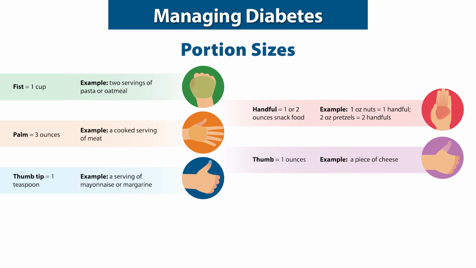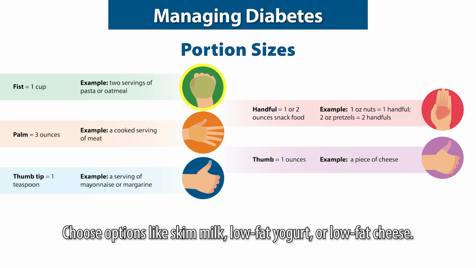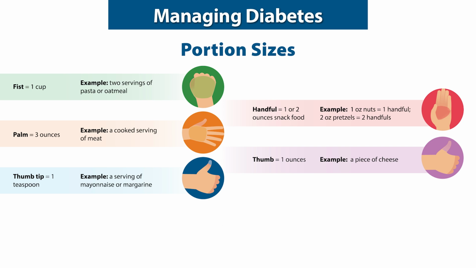chickpeas. Dairy. Aim for 2 to 3 servings per day of low-fat dairy. One serving is a cup of milk or yogurt, about the size of your fist. Choose options like skim milk, low-fat yogurt, or low-fat cheese.